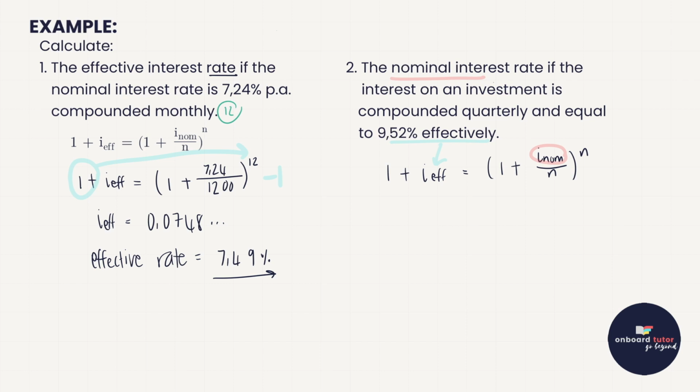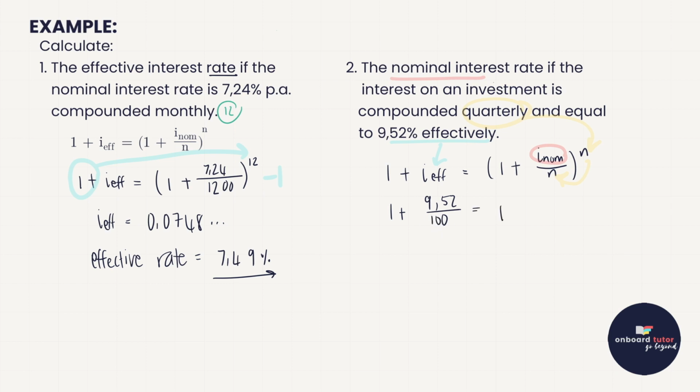So that's what's going to go in there. And it is compounded quarterly. So that's 4, and that 4 needs to go into the place of n in each instance. Okay, so 1 plus 9,52%, I'm going to write as 9,52 divided by 100, because effective rate is always annual. So that's always just going to be 100. I don't need to worry about additional time periods.